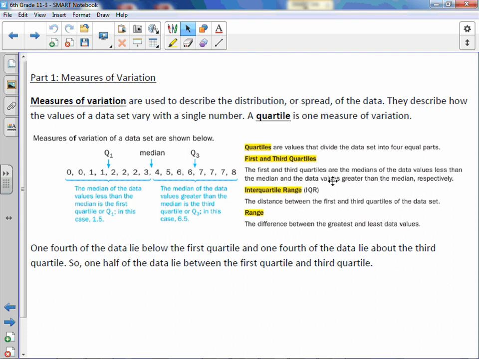The first and third quartiles are the medians of the data values less than the median and the data values greater than the median, respectively. The interquartile range, which we abbreviate as IQR, is the distance between the first quartile and the third quartile. And the range is the difference between the greatest value and the least value. 1/4 of the data lie below the first quartile, and 1/4 of the data lie above the third quartile. So 1/2 of the data lie between the first and third quartiles.